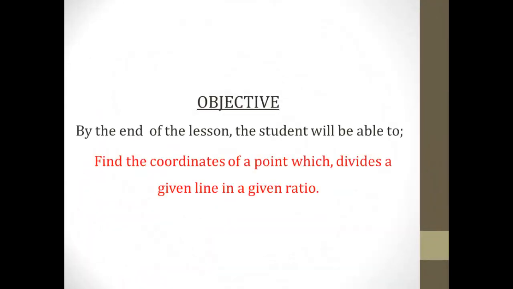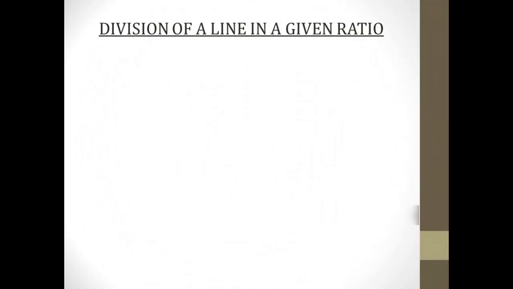Now today's lesson. Today's objective is that by the end of the lesson, the student will be able to find the coordinates of a point which divides a given line in a given ratio, whether internally or externally. Okay, so division of a line in a given ratio.